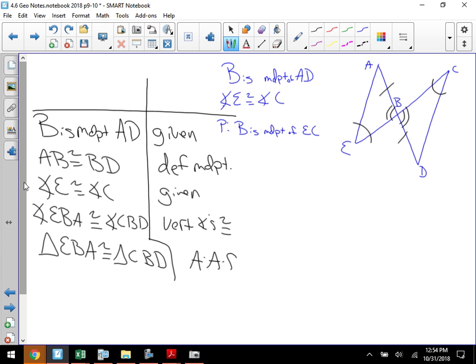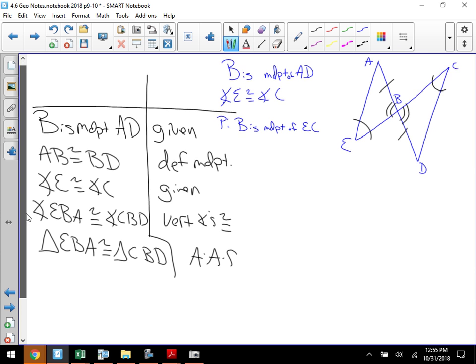Now, think about what you have to prove. If you're going to prove that you have a midpoint, what would have to have occurred before having a midpoint? You had it. The two segments. Now, if I want B to be a midpoint on EC, what would have to be my two segments? EB and BC. So I read it, EB here, and BC.